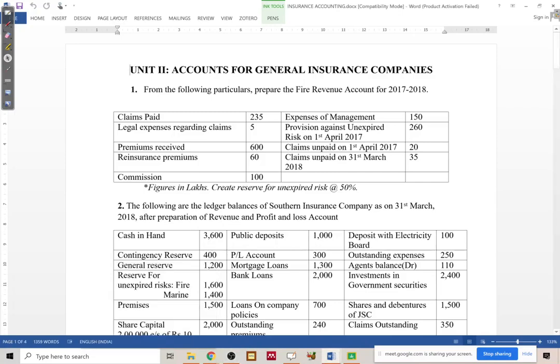Unit 2 is on accounts for general insurance companies, and we are going to once again prepare the profit and loss account and the balance sheet along with an additional account called a revenue account that is also prepared in case of your insurance companies, in case of your general insurance companies.